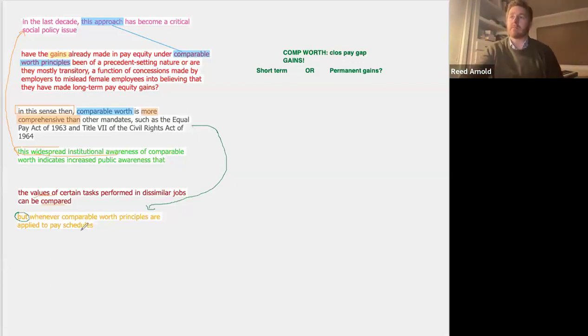But we're comparing, when comparable worth principles are applied to pay schedules, something happens. And my guess is it's something bad to contrast with the something good that we have in that third sentence.